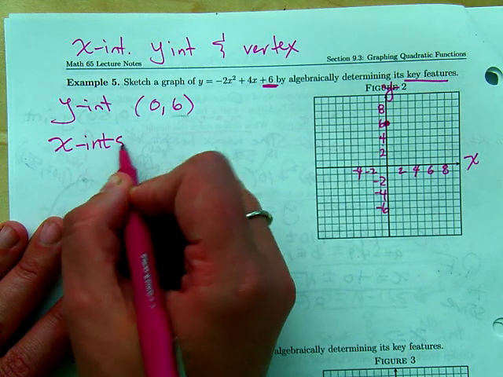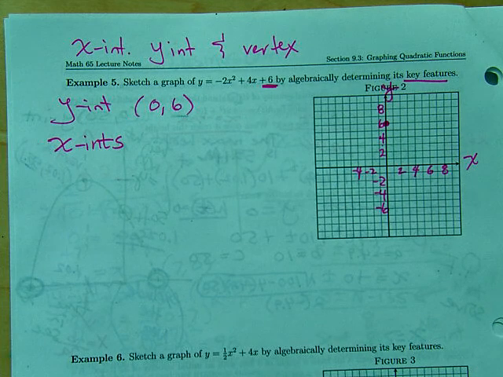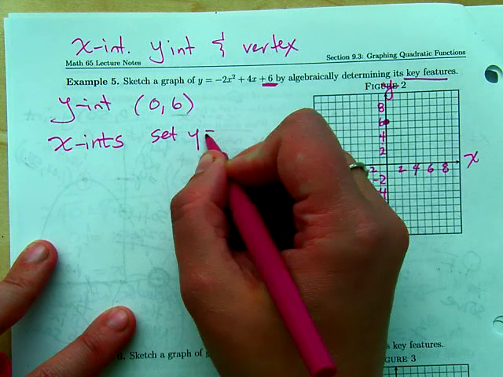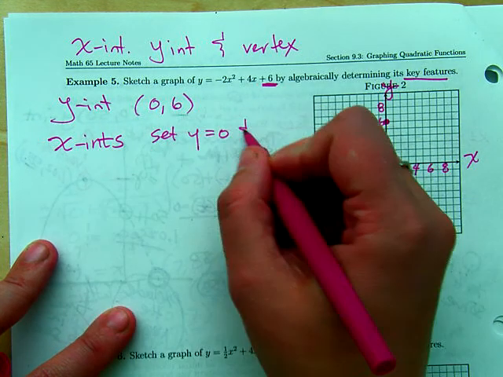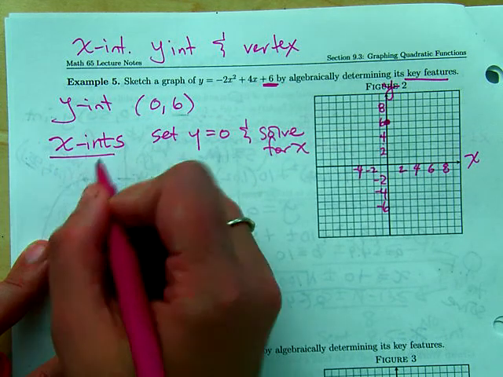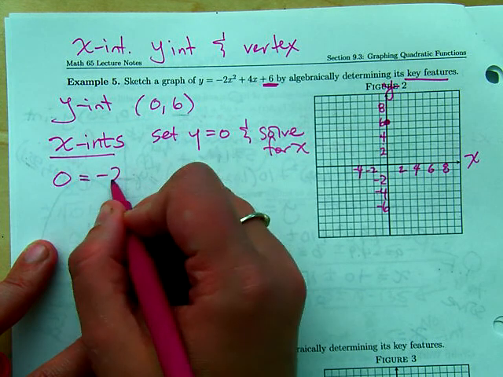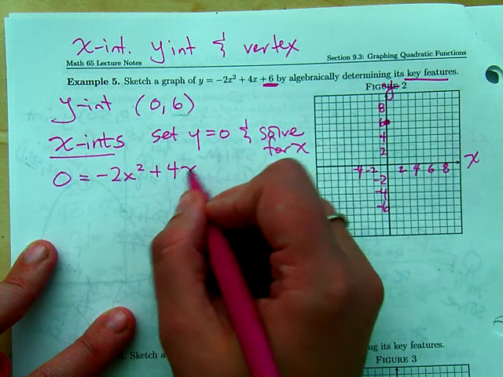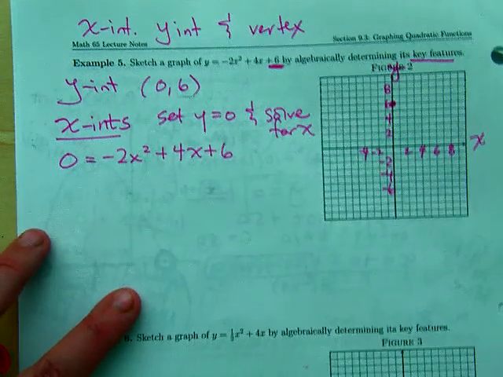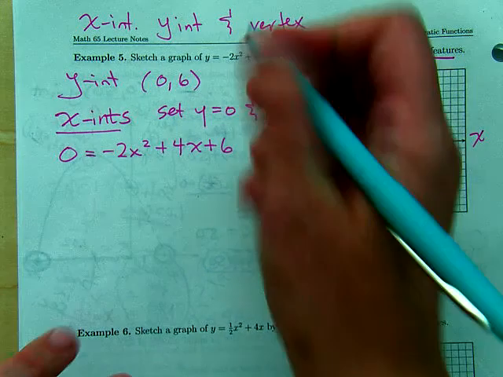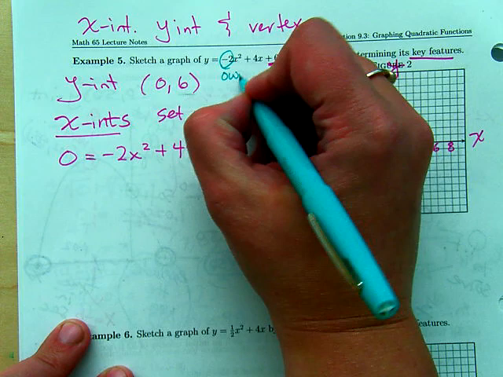Let's do the x-intercepts. We might have 2. Set y equal to 0, and we're going to solve for x. So we get 0 equals negative 2x squared plus 4x plus 6. Also, does this parabola open upward or downward? We forgot to ask about that. Because of this negative 2, it's going to open downward.